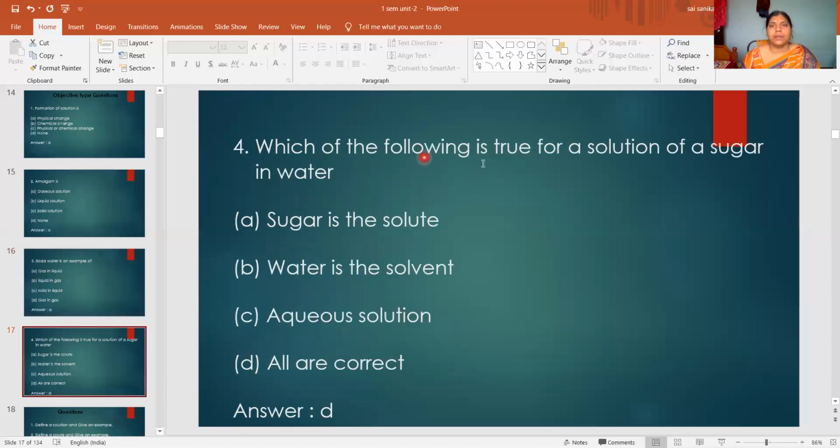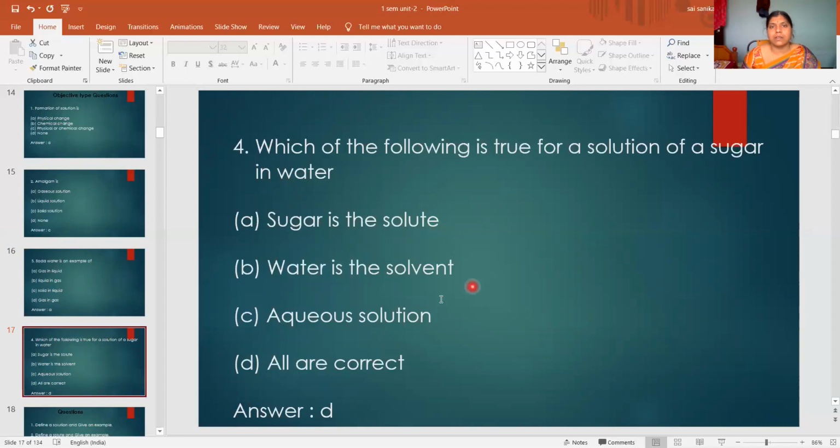Next, which of the following is true for a solution of sugar in water? Among these, which one is true? A, sugar is the solute. B, water is the solvent. C, aqueous solution. D, all are correct. First read the question. Sugar in water means sugar solution. That means sugar is dissolved in water. So here sugar is the solute. So A is correct.